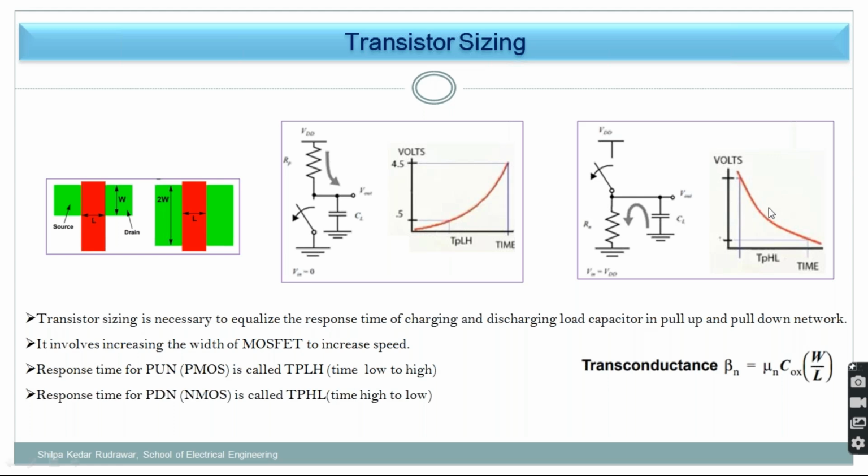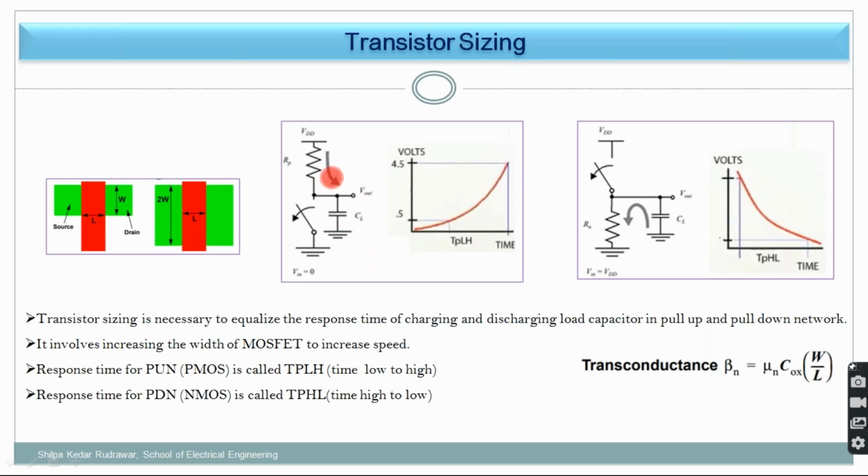If I have given logic 0 at the input of these devices, what will happen? This PMOS will be turned on and it is acting as a closed switch having certain minimum resistance, on resistance, denoted by this RP, the on resistance of PMOS. And this NMOS will be in the off state, so this is the open circuit. So current will flow from VDD to this output. So the capacitor will charge up to VDD.